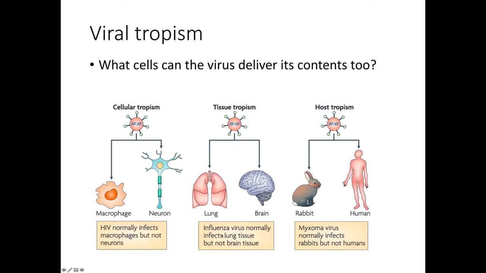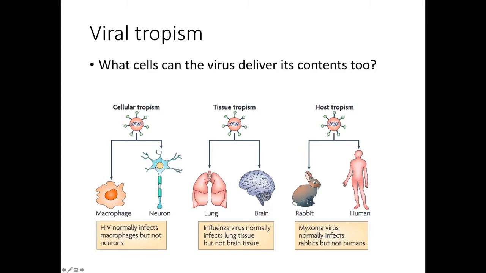All right, so influenza virus normally infects lung tissue, but not brain tissue. So that's a tissue tropism. So if one were trying to modify the genetic sequences of a brain, one might not use an influenza virus. Then there's cellular tropism. What type of cells can be infected? HIV, for example, normally can infect macrophages, but not neurons.